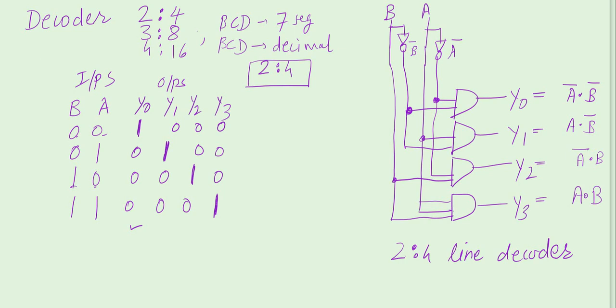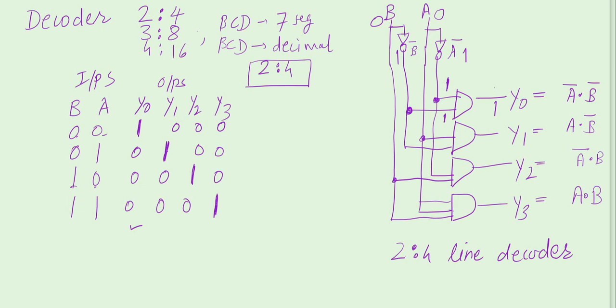Depending upon the condition of A and B, when 0 and 0 is the case, at that time this will be 1. This is A bar and B bar. So when A and B both are 0, this will be 1. When A and B are 0 and 1, then Y1 will be 1. Because if A and B both are 0, A bar and B bar will be 1. When A bar and B bar are 1, this is 1 and this is 1. Both 1, 1, this output will be 1.